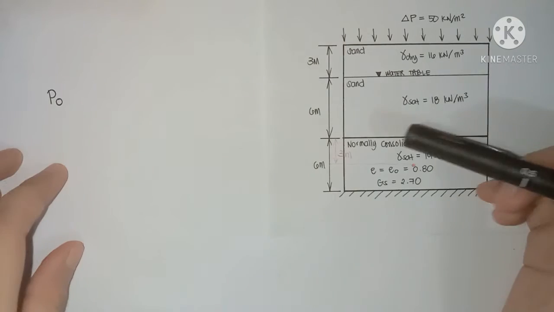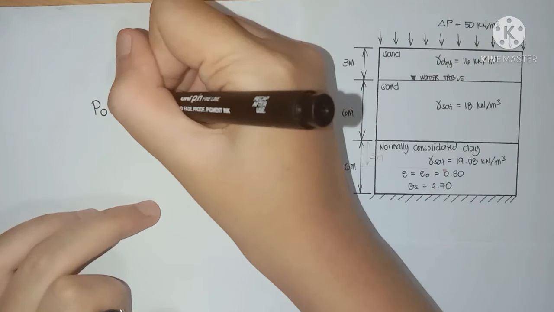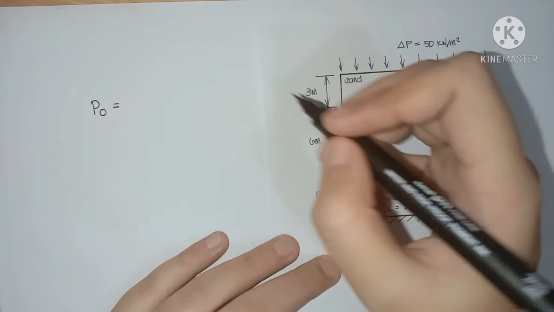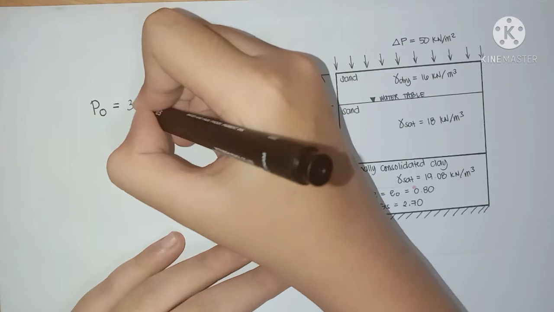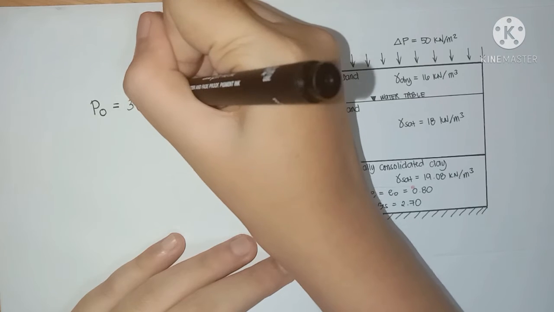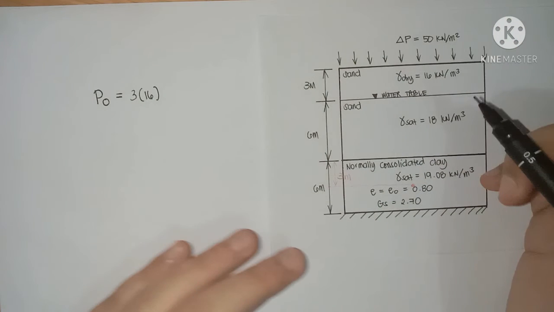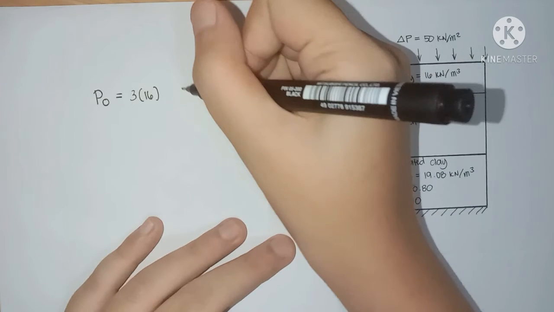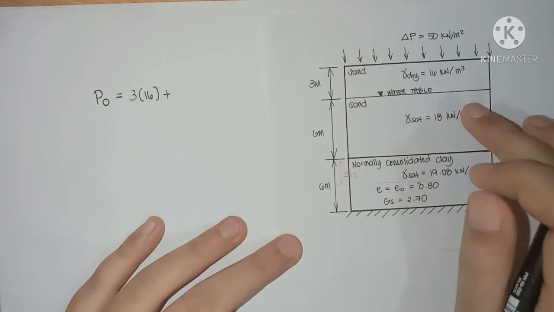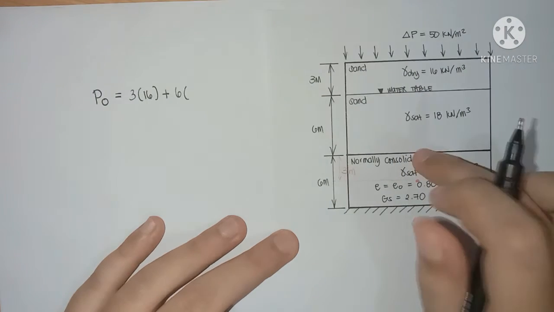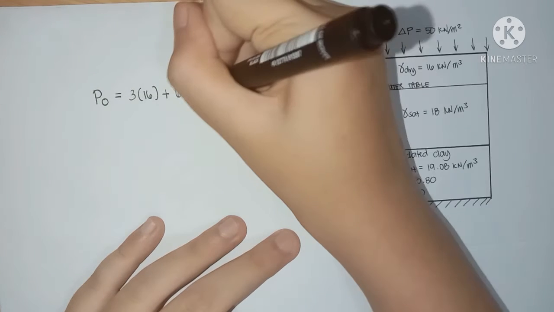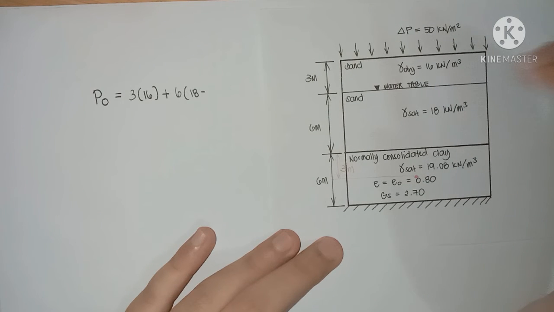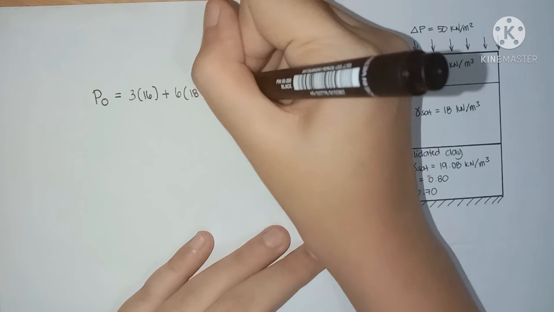So, for this problem, Po is equal to our first layer, which is above our water table. So, height niya is 3 times yung unit weight natin na 16 kilonewton. So, hindi natin siya maminusan ng unit weight of water since wala siyang tubig. At the same time, nasa taas siya ng water table. So, plus height of our second layer, 6 times the saturated unit weight of the sand, which is 18, minus, since below water table siya, it means may tubig siya. So, maminusan natin siya ng unit weight of water, which is 9.81.